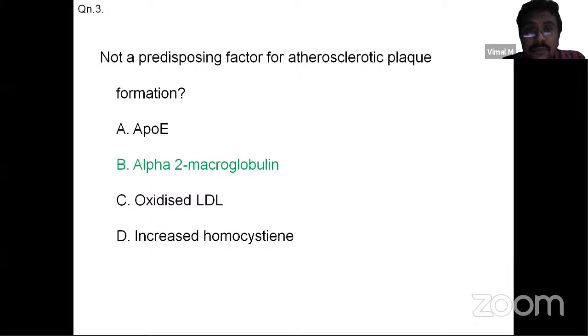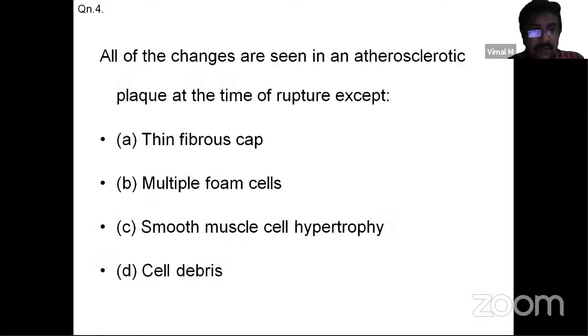And increased homocysteine, the metabolic disorder hyperhomocysteinemia, is a predisposing factor for atherosclerosis. What is not here is alpha-2 macroglobulin. So the answer here is alpha-2 macroglobulin.